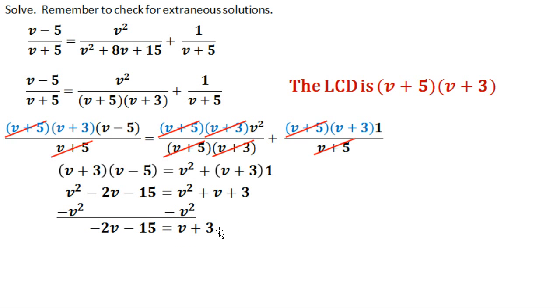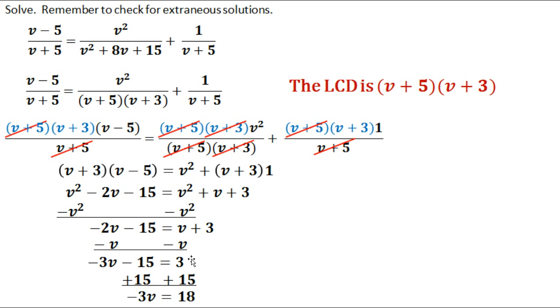Now what we need to do is get all of the v's on one side. You could move this v to this side or move this one to that side. It really doesn't matter. Both sides will get you the right answer. I chose to just remove this v, so that gives me minus v on both sides. Negative 2v minus v gives me negative 3v minus 15 equals 3. Now I need to move my 15 onto the other side. I add 15, and I end up with negative 3v equals 18. I run out of room here on the bottom, but basically you divide both sides by negative 3. Then you find out that v equals negative 6.